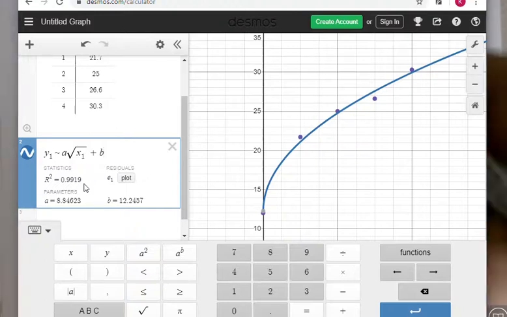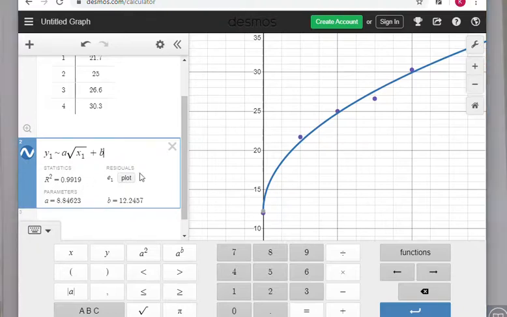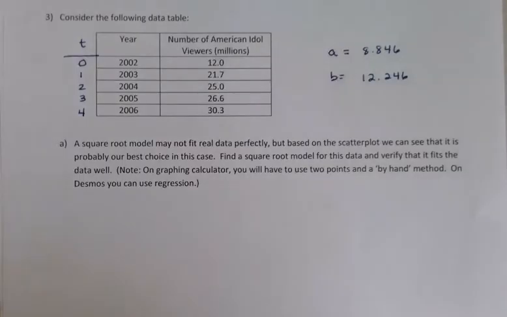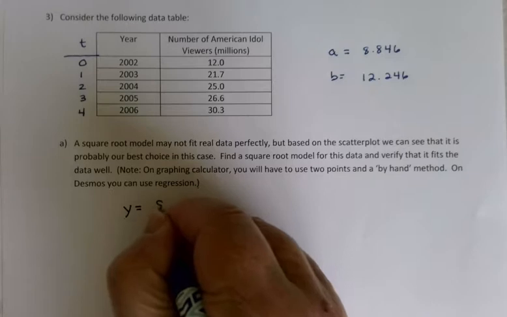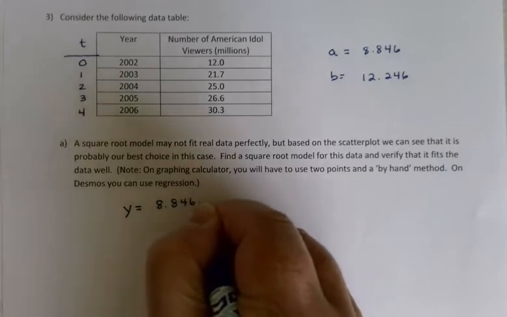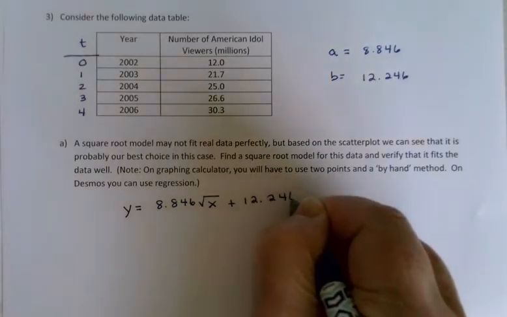I'm going to jot down those values of a and b before I click off the screen. Let's keep 3 decimal places. A is 8.846, and B is 12.246. All right, so there's the A and the B that we had from Desmos. So our function would be y equals 8.846 square root x plus 12.246.